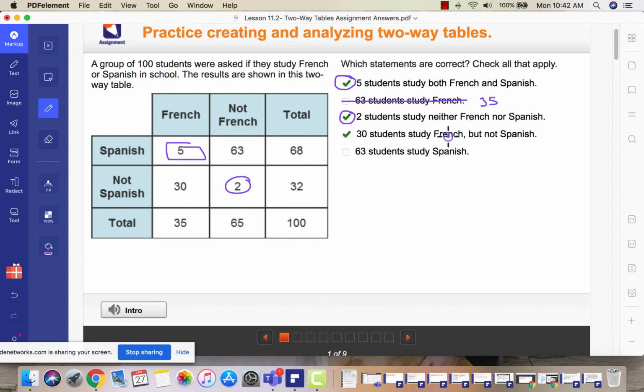30 students studied French but not Spanish. Okay, so we're looking at French but not Spanish. So that would be 30, and that is a true statement. 63 students studied Spanish. So we're looking at the total of Spanish, and that would be 68. So no.